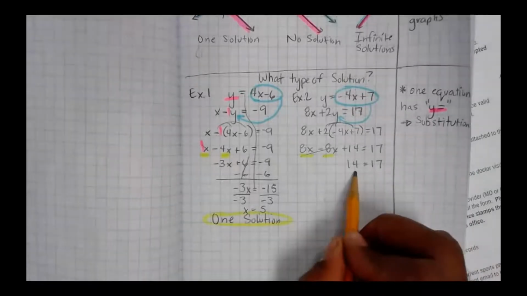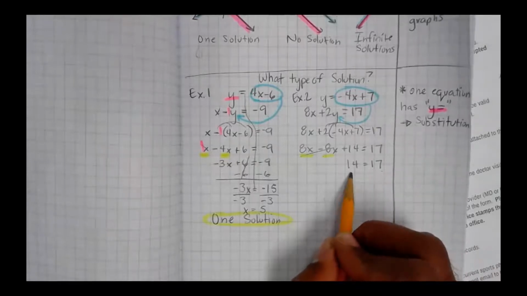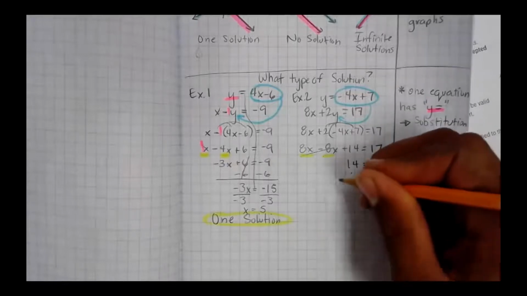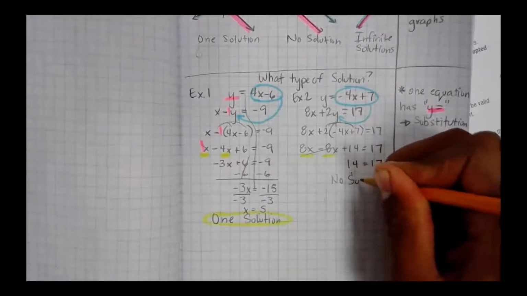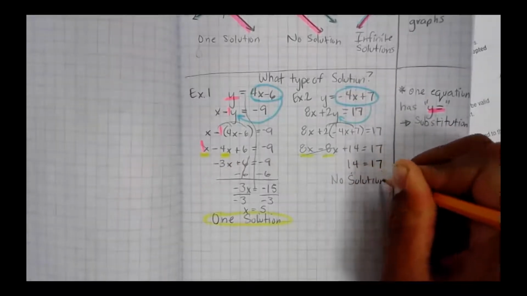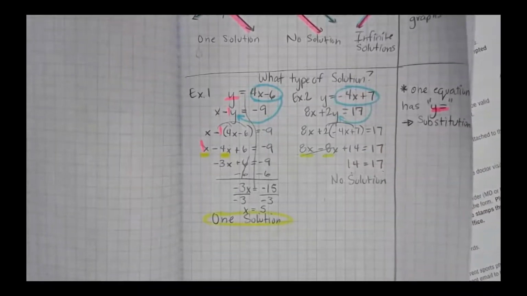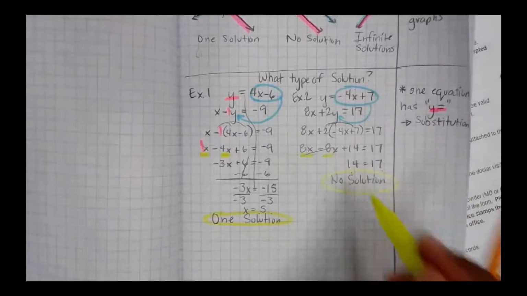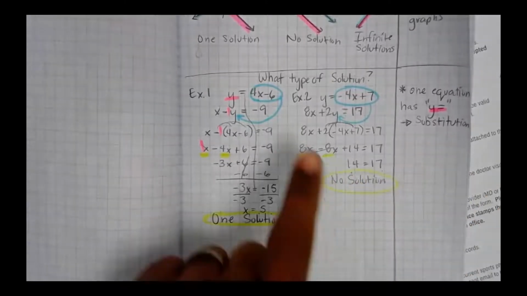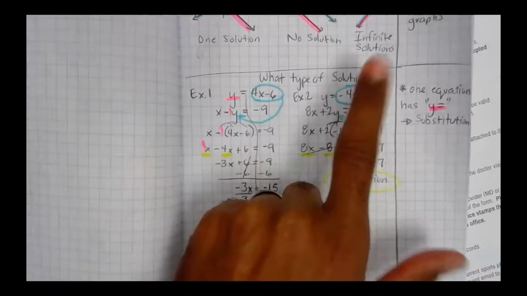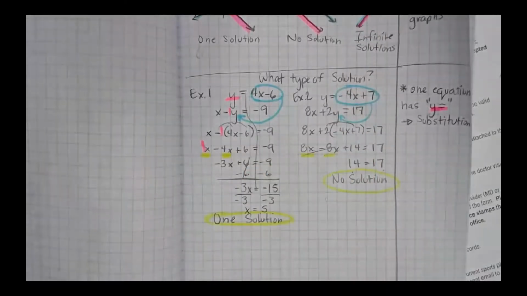But you have to look at the answer. Do these numbers actually equal each other? Obviously, no, they don't. 14 doesn't equal 17. Like Marshall said in here, no solution. If they equal, that would be the other situation, infinite. So if they're equal, then it's going to be infinite solutions. Okay.